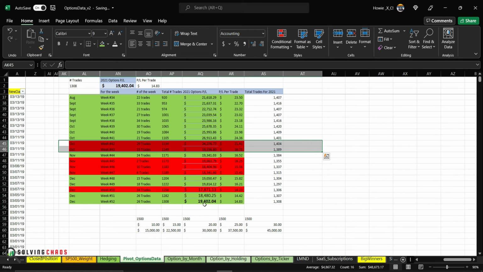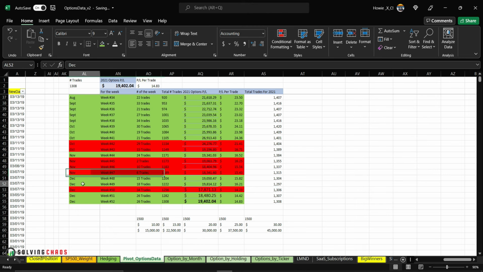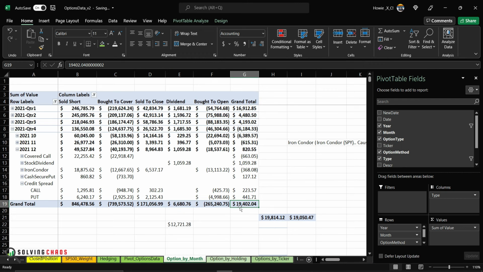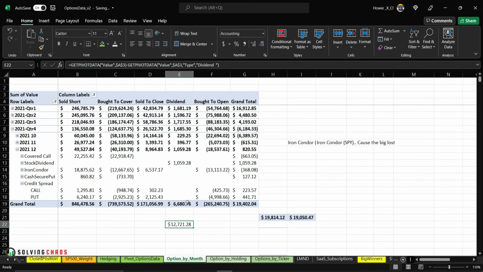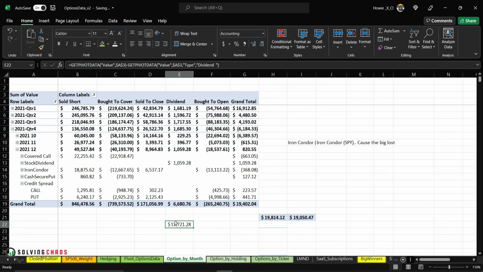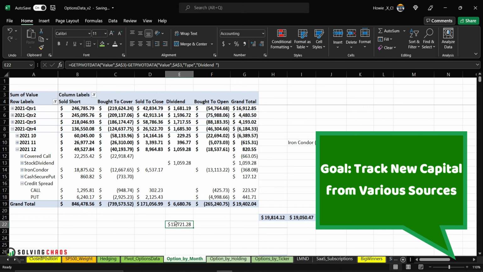And then I ended up okay, but really not where I need to be. I took a big loss here also. So let's talk about this and let's summarize this. If you take a quick look, I'm going to take this value here, all my options value for the year, and subtract it from the dividend value here. It shows that I made about 12,000 and change in options trading.